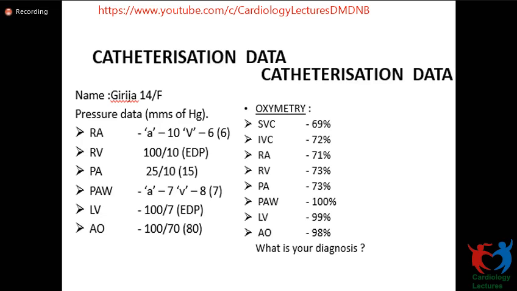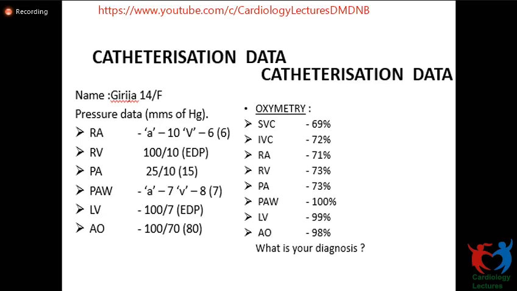In oximetry, SVC is 69%, IVC is 72%, RA is 71, RV is 73, PA is 73. So there is no significant step up or step down here. Very good. Then pulmonary artery wedge is 100%, LV is 99%, aorta is 98%. So there is no significant step down from the wedge to the aorta, sir.